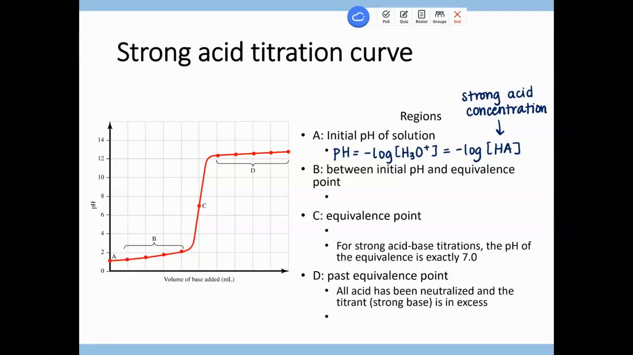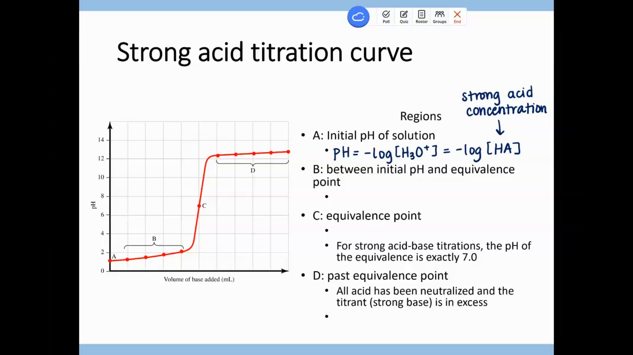Now we see that pH changes along the curve. We'll have different equations or different conditions to calculate pH along that curve. So first, just the initial pH without any base, we can calculate pH with this equation up here. Now between A and C, this is where we have both acid and base present in solution. So some base is added. Remember, adding base means the solution will be less acidic, means that the pH will increase. So it's starting to increase here.